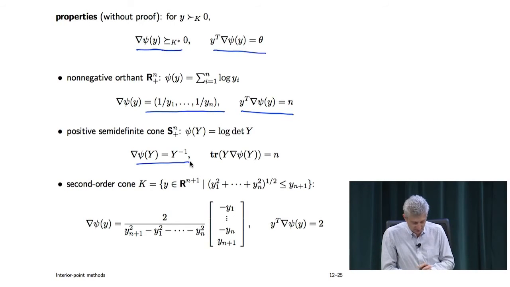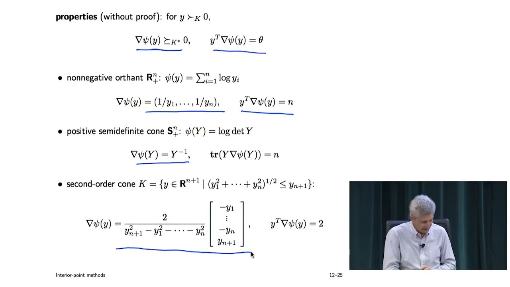The inner product of y and the gradient, well, the inner product of two matrices, the natural inner product, is the trace of the product, and guess what? Trace of y times the inverse is n, which is theta. Okay, so for the second order cone, the gradient looks like that. That's the gradient. And in fact, if you work out y transpose times the gradient of y, you get 2. Okay, so this is the idea.